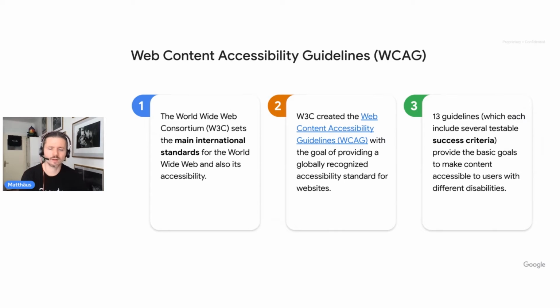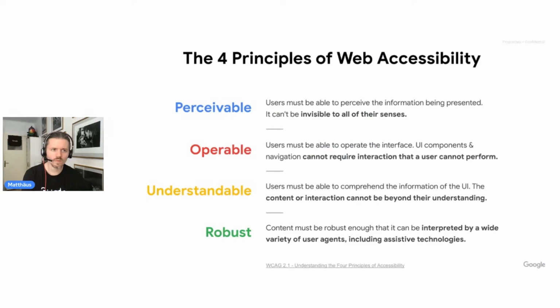You will also see them later on when I show you some examples and best practices. You will always see the success criteria at the top of the slides, but I will mention them later on also. And the guidelines, on the other hand, are organized under 4 principles: perceivable, operable, understandable, and robust. Perceivable, for example, means that users must be able to perceive the information being presented. So it can't be invisible to all of the senses.